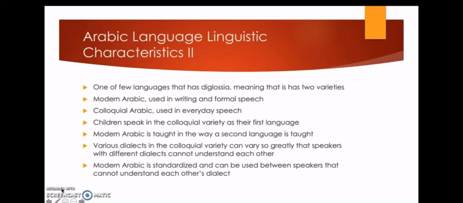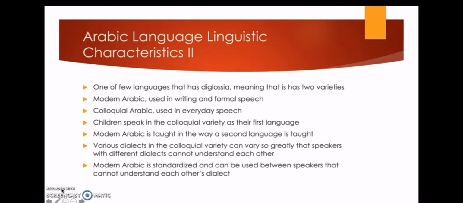A second characteristic of the Arabic language is that it is one of the few languages that has diglossia, which means that it has two types or varieties. The first variety is modern or standard Arabic. This variety is used in writing religious, business, and administrative documents. It's used in formal education and formal speech.